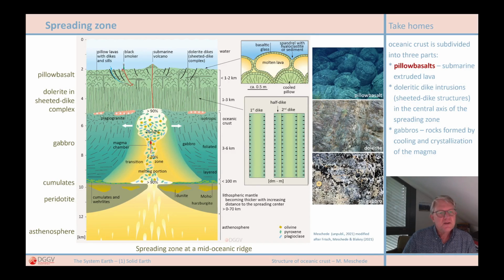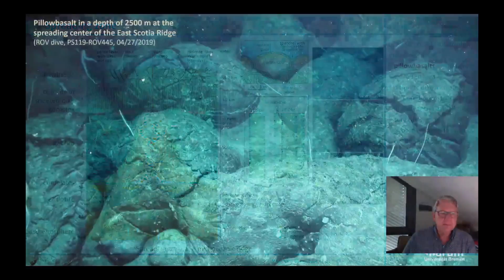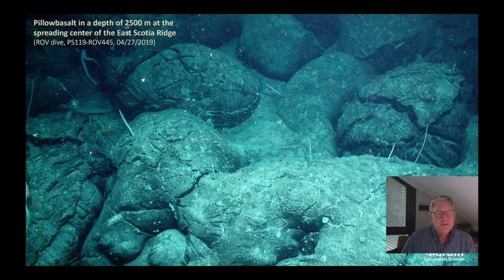I'll go through the three layers again in detail. First, the pillow basalt, that is the topmost layer. This is a photo that we took with the diving robot at a spreading center in the southern Atlantic at a water depth of 2,500 meters during the Polarstern expedition PS 119, which I was part of.